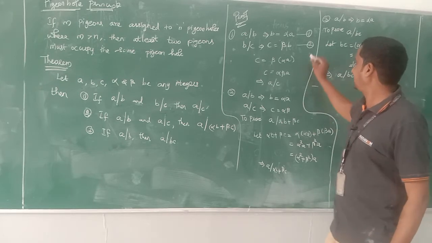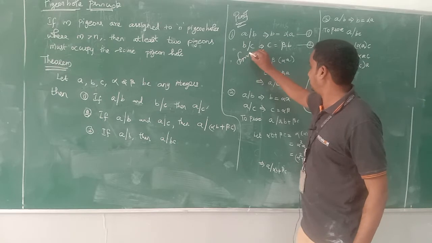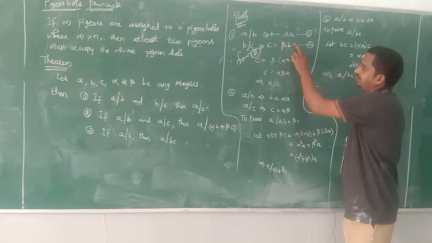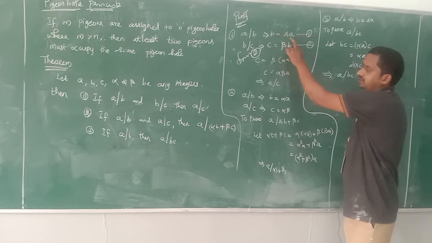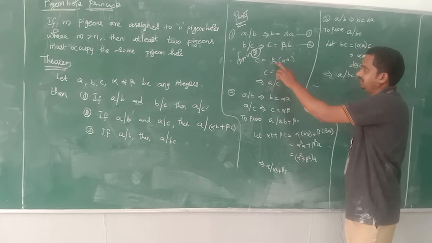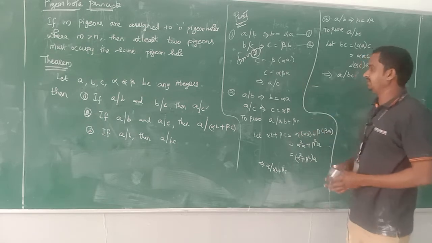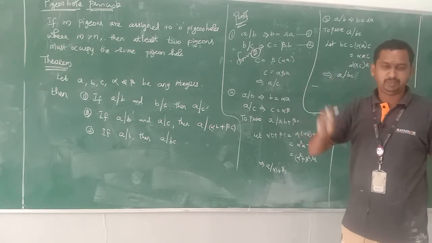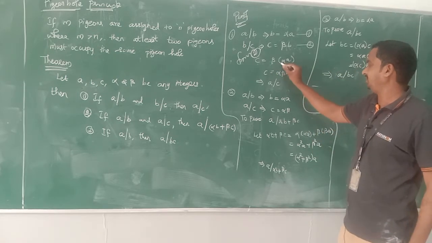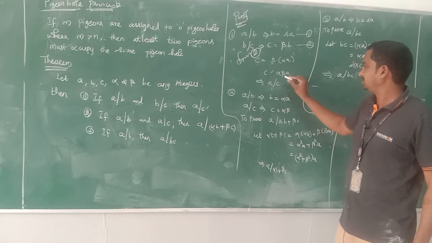Now take equation number 2, c equal to beta into b. We already know the b value from equation number 1, b equal to alpha a. Substituting that, c equal to beta into alpha a. Then, using the basic mathematical concept, we can write it as alpha beta into a.